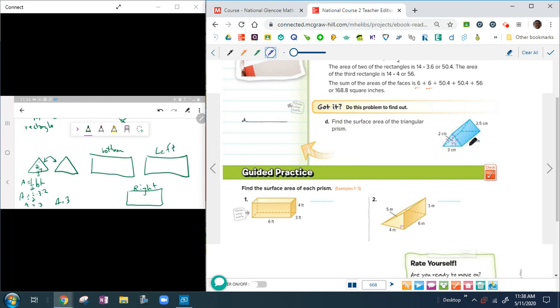Now we're going to focus on the bottom here. What are the dimensions of that guy? All right, well, it looks like it has a dimension of 3 and a dimension of 4. So area equals base times height. That's going to give us 3 times 4, which is 12.